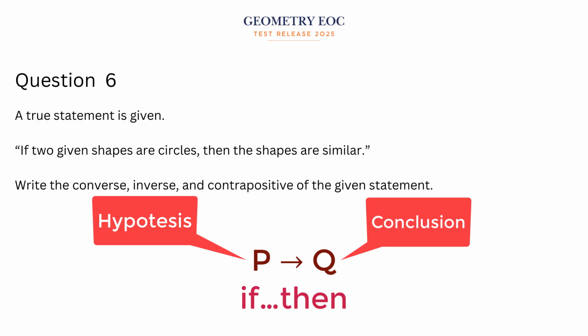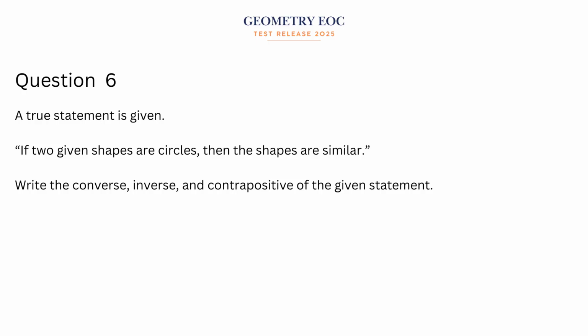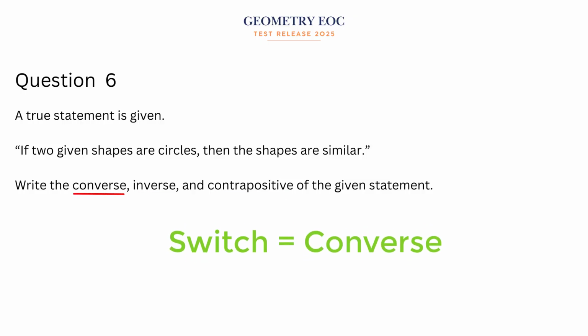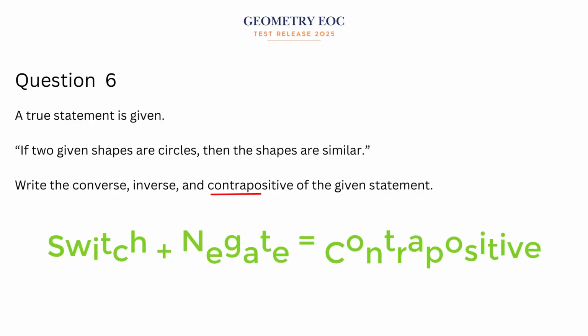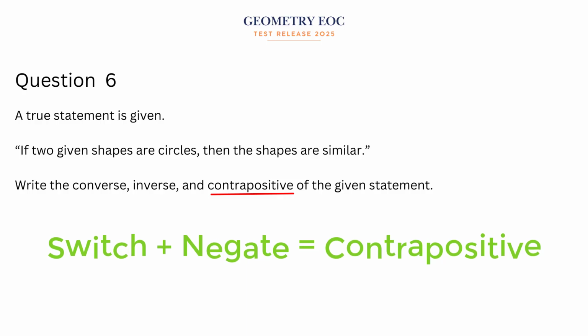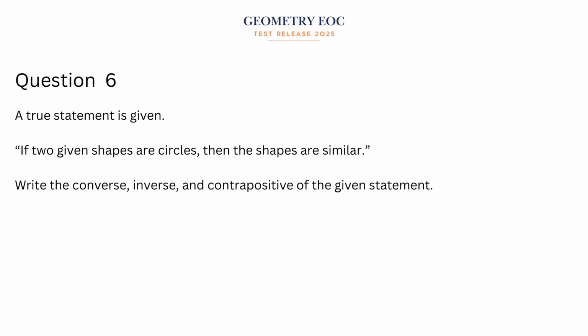Now, on the Geometry EOC, they like to ask about related versions of a conditional statement. There are 3 you need to know: converse, inverse, contrapositive. Here's the easy memory trick. Switch equals converse. Negate equals inverse. Switch plus negate equals contrapositive.